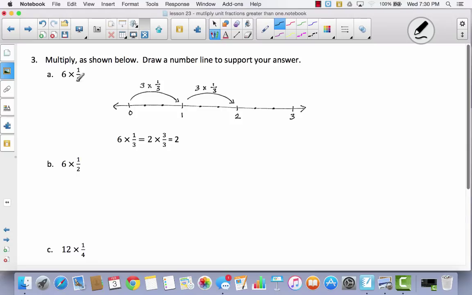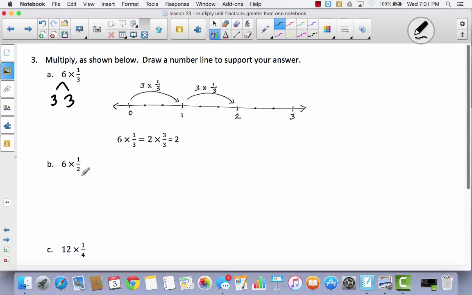So since we're multiplying by 1/3, we thought, well, we can take 6 and we can break it into 3 and 3, because 3 times 1/3 is 3 thirds, which is equal to 1 whole. Okay? That's why they did this. This is why they said 3 times 1/3. And 3 times 1/3 is the same thing as 2 times 3/3, which is equal to 2. Okay, so let's think about this for a minute.